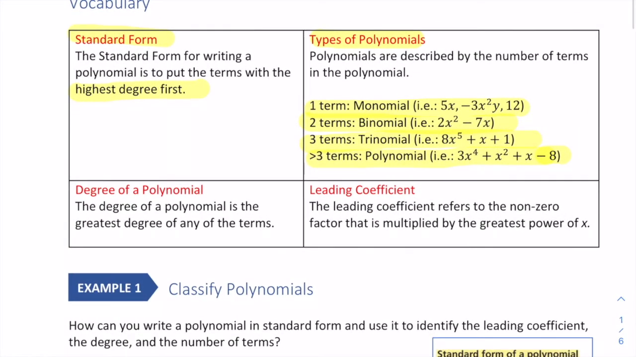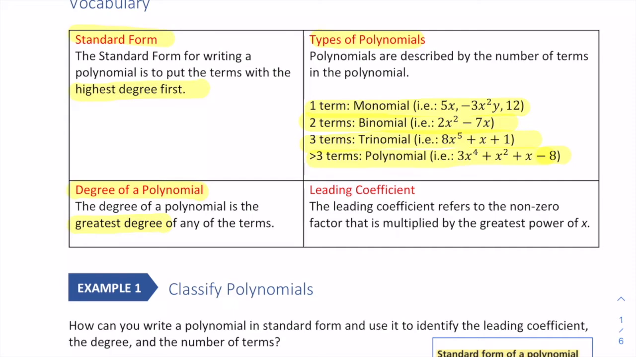Now, when we consider polynomials, we want to look at two important things. The first is the degree. The degree of the polynomial is going to be the highest exponent. So when we look at the degree of each term, the greatest degree will be the degree of the polynomial.